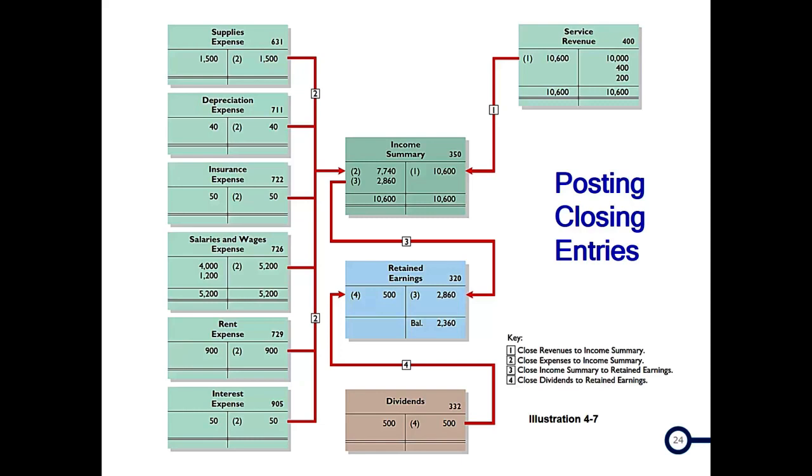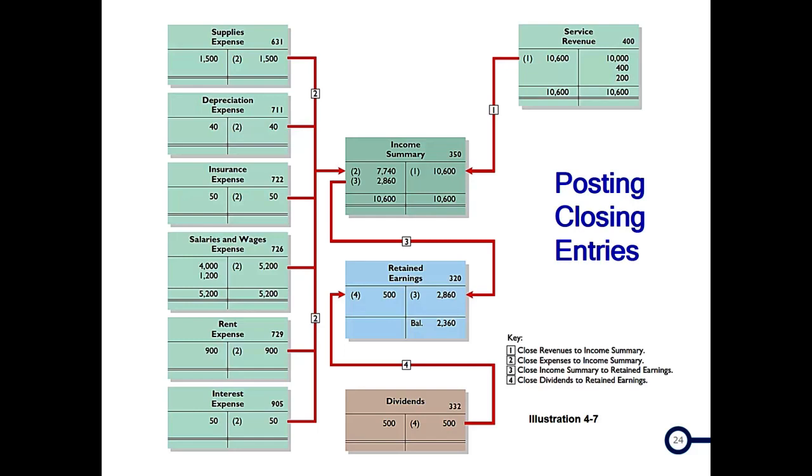Now we close all of the expense accounts. You see, we have different types of expenses like supplies expense, depreciation expense, insurance, salaries, rent, and interest. They all have debit balances, right? 1,500 here, 40, 50, 5,200, 950. They all have debit balances, like it's normal with expense accounts, right? In order to close the accounts, we need to do a credit entry to it. So we credit supplies expense 1,500, depreciation expense by 40, insurance expense 50, salaries and wages expense 5,200, then 950.